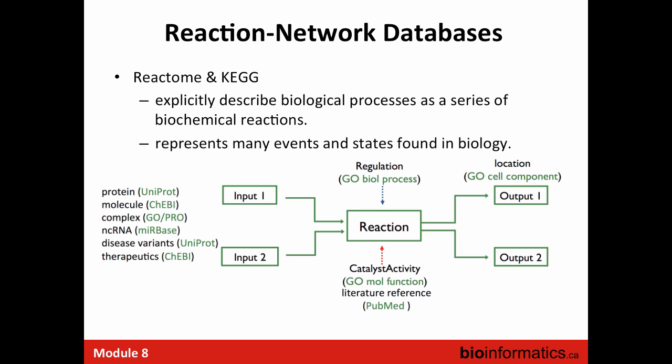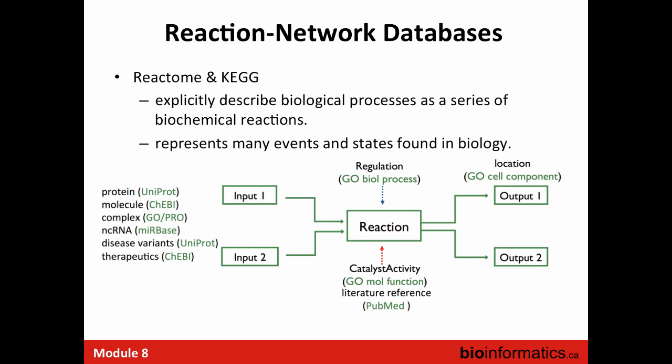So there's a lot of pathway databases out there. Some are based on manual curation. Some are based on automated data curation. I'm going to focus on reaction network databases because these are the ones that follow a typical data model. The unit is the reaction itself. It allows us to describe many different events, the states found in biology.